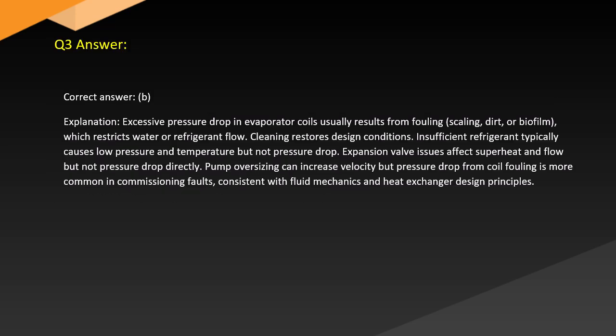Answer. Correct answer: B. Explanation. Excessive pressure drop in evaporator coils usually results from fouling, scaling, dirt, or biofilm, which restricts water or refrigerant flow. Cleaning restores design conditions. Insufficient refrigerant typically causes low pressure and temperature but not pressure drop. Expansion valve issues affect superheat and flow but not pressure drop directly. Pump oversizing can increase velocity, but pressure drop from fouling is more common in commissioning faults, consistent with fluid mechanics and heat exchanger design principles.